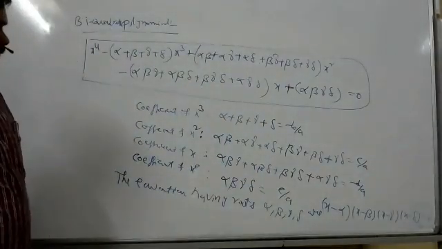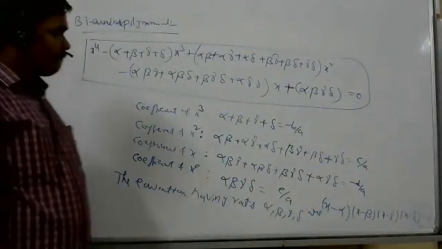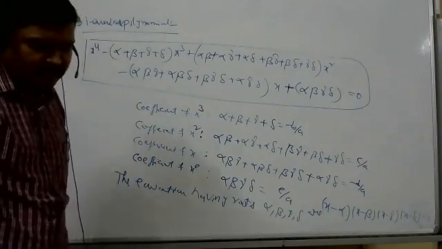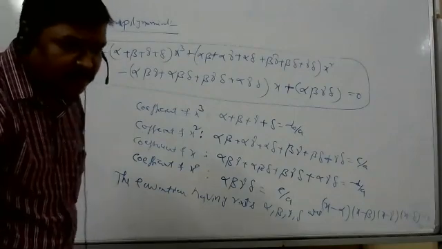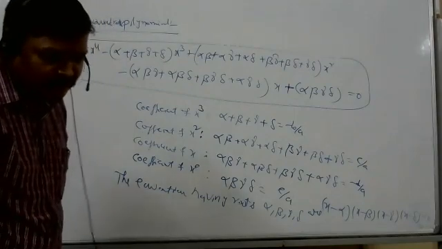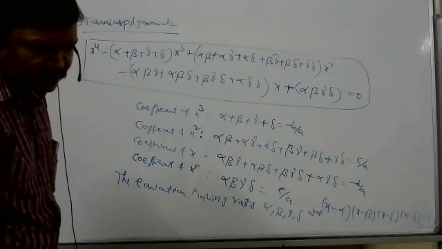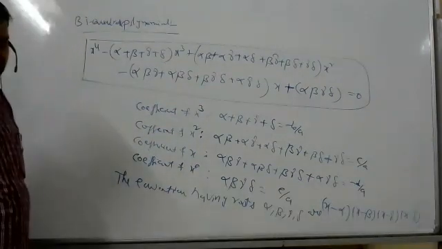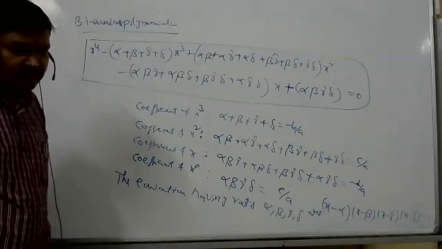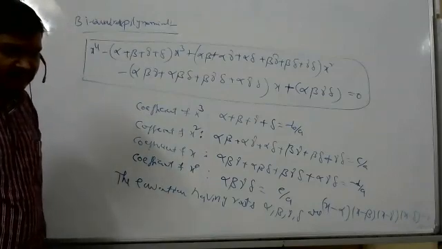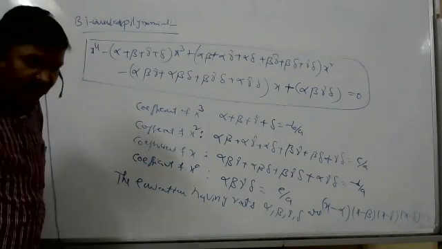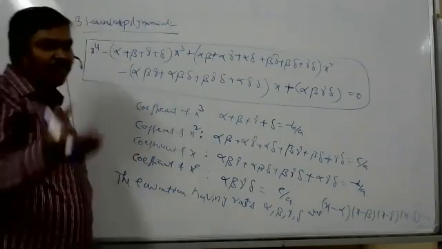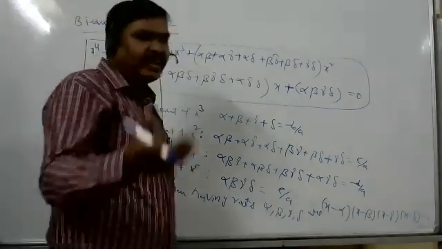Sir, we can see in the x cube coefficient there are only single terms. For x square it is double terms, for x it is triple, and for x naught it is four. With this they found the theory of equations. Cubic equations and biquadratic equations, theory of equations.